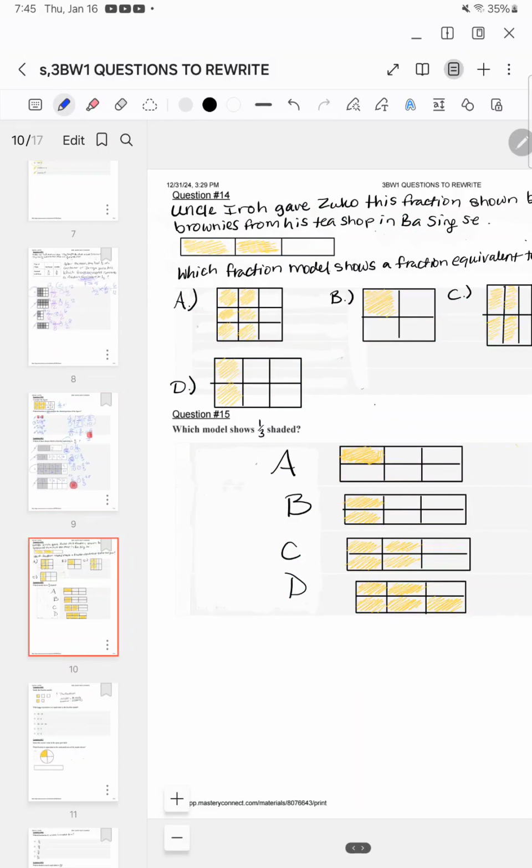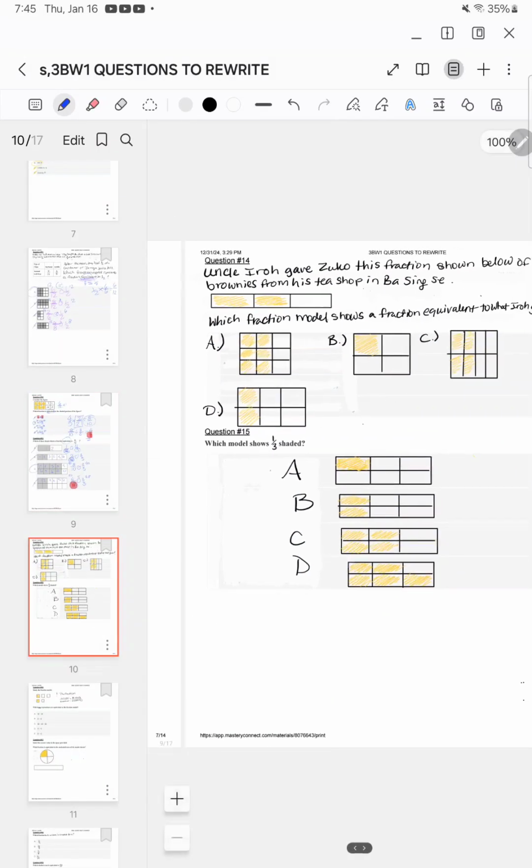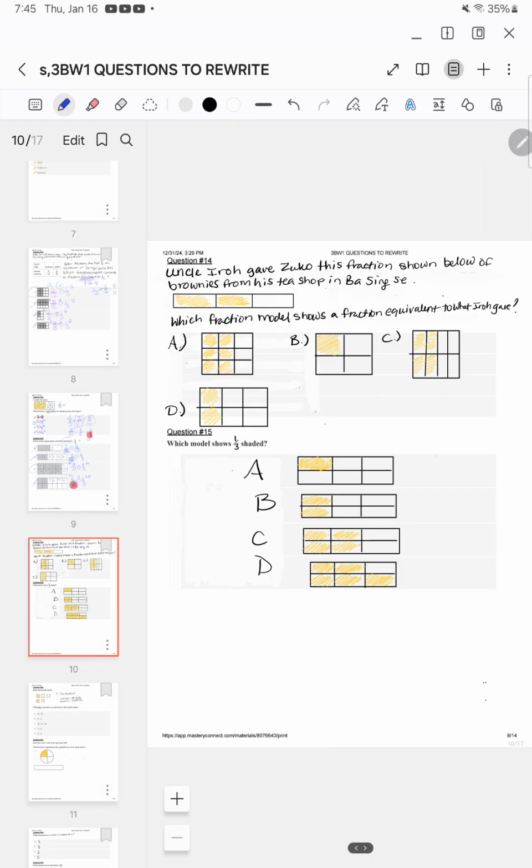Okay, I think we're about halfway done. Alright, so let's see here. Iro gave Zuko this fraction below, brownies, and I see it has 3 parts and 2 are shaded. So the fraction is going to be 2/3 because, again, your total is your denominator and the number of parts shaded are the parts they're asking you specifically about. That's your numerator. They want to know which fraction is equivalent. So we need a fraction equivalent to 2/3.